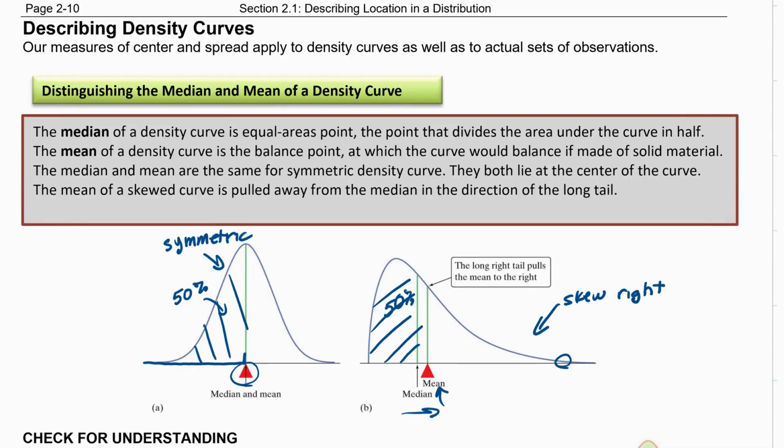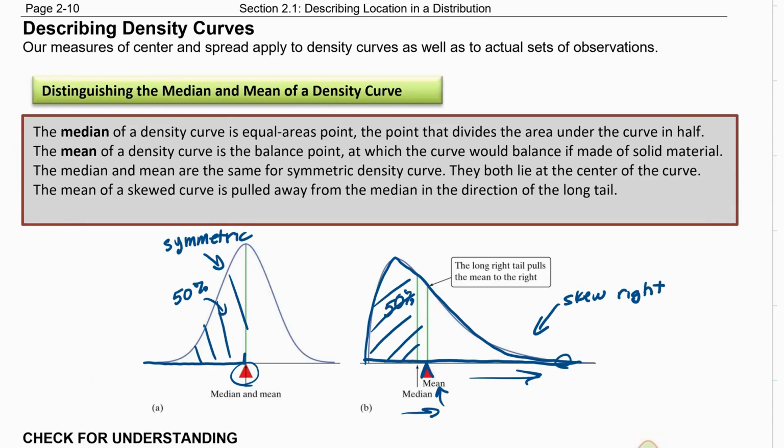further into the curve. Now, there's a physical representation that is talked about, and that is the mean ends up being the balance point. If you can imagine that this distribution was made out of a piece of solid wood, I could put that little fulcrum there, and that shape would balance perfectly, right? But again, remember, the mean gets pulled further towards the tail.